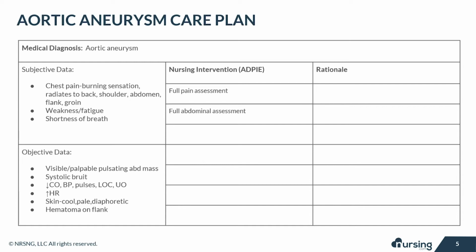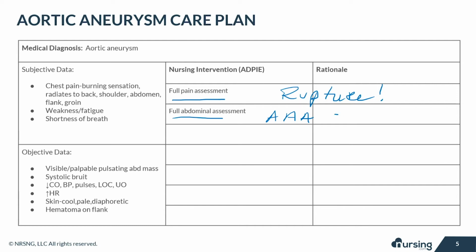Okay, let's look at some of the necessary nursing interventions for an aortic aneurysm. A full pain assessment is necessary to find out how quickly the pain came on, because sudden onset of pain may indicate a rupture. Find out if the pain radiates, because aneurysms tend to radiate to the back and abdomen, and severe pain may indicate a worsening aneurysm.